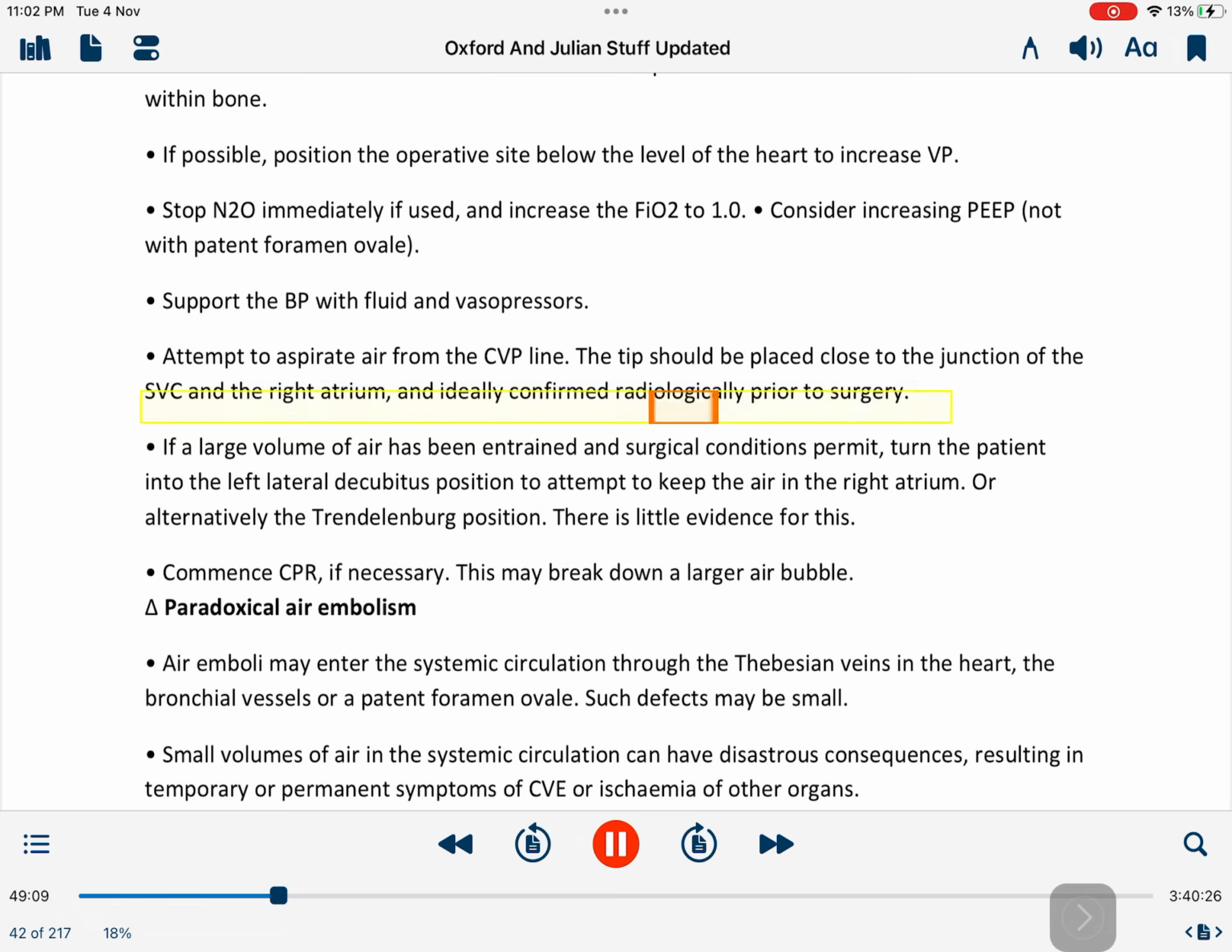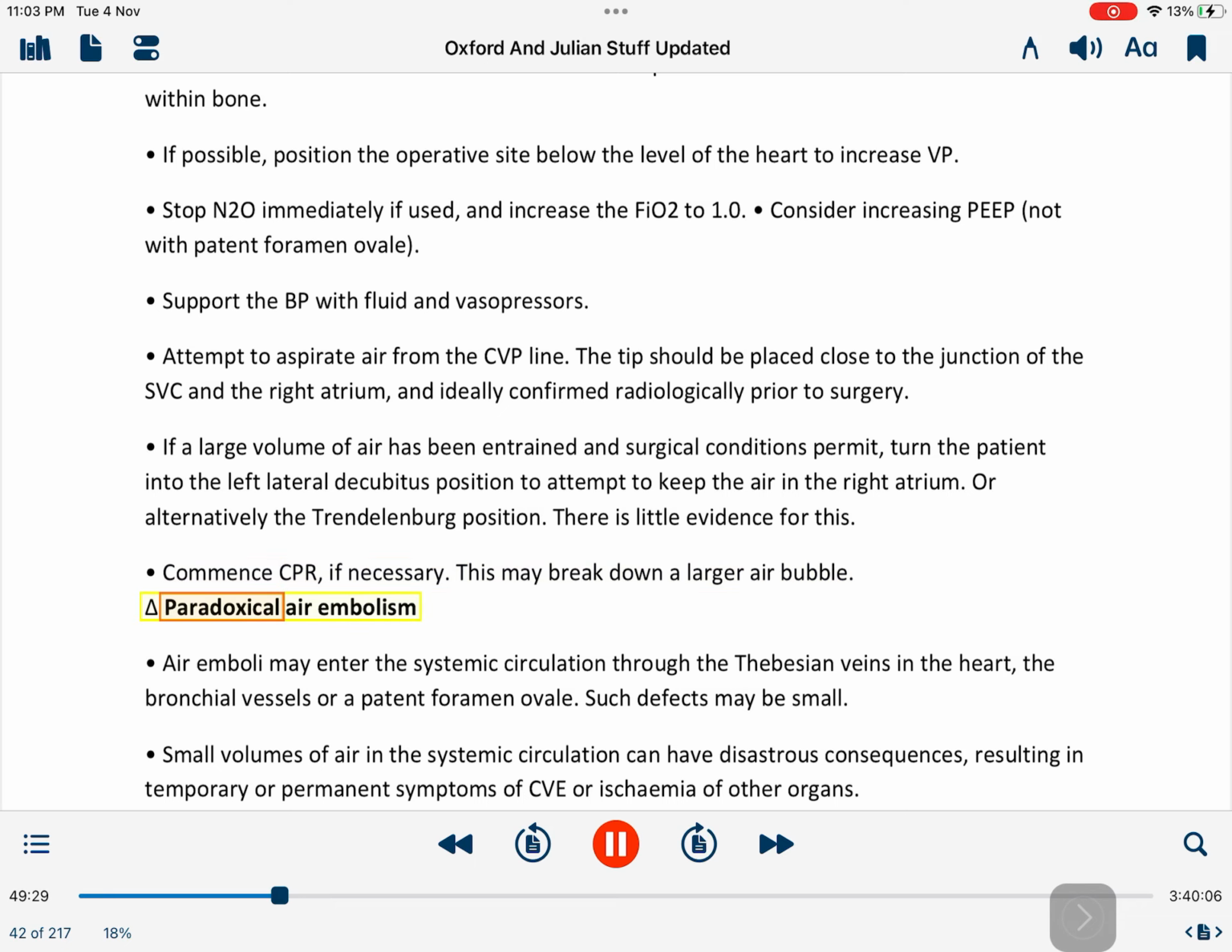prior to surgery. If a large volume of air has been entrained and surgical conditions permit, turn the patient into the left lateral decubitus position to attempt to keep the air in the right atrium, or alternatively the Trendelenburg position. There is little evidence for this. Commence CPR, if necessary. This may break down a larger air bubble.